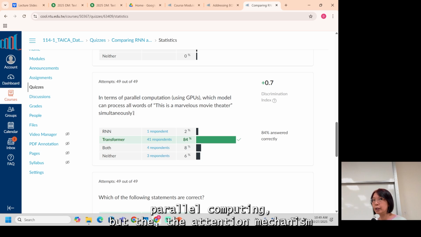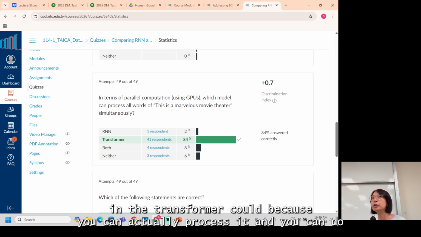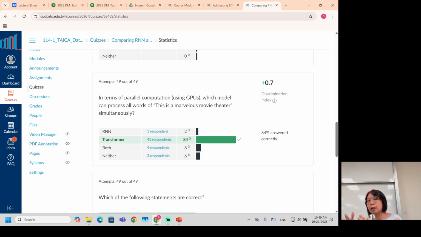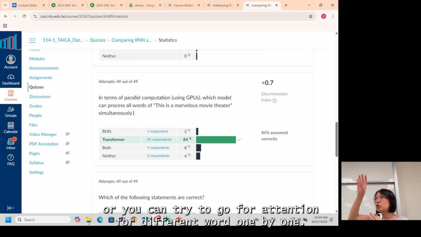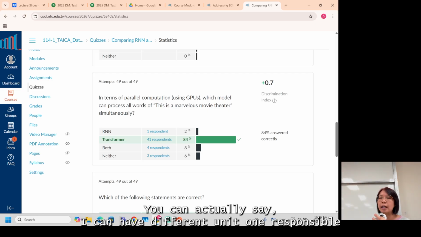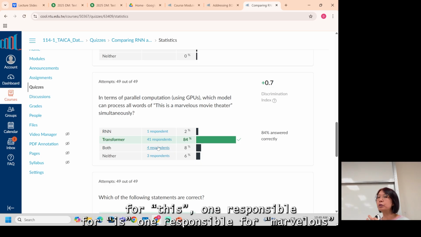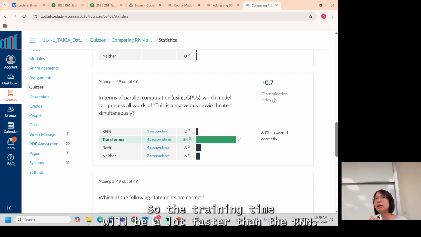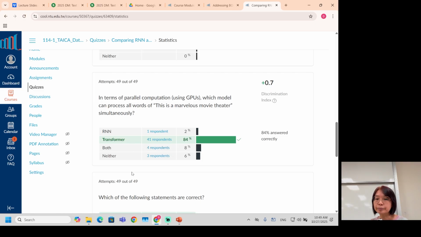But the attention mechanism in the transformer could, because you can process it, and you can do the multi-headed attention, different heads together, in a parallel computing way. Or you can go for attention for different words one by one. You can say, I can have different units, one responsible for this, one responsible for is, one responsible for marvelous, and so we can do everything together at the same time. So the training time will be a lot faster than the RNN.